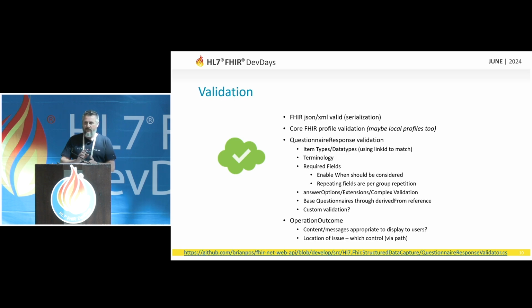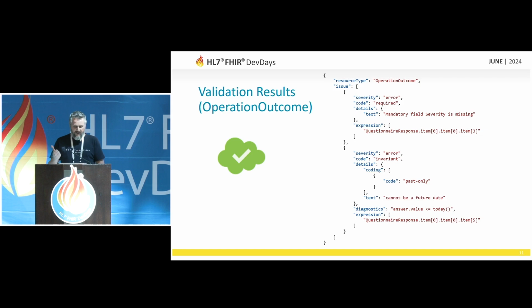And I know if you've seen a lot of the other validations, what's coming back can be pretty esoteric. Whereas with questionnaires, we want that validation to be user-friendly. So there's a lot more effort gone into those messages. And then the location of that issue so that you can get straight from the error to the actual item on the screen. And here's an example of an operation outcome.